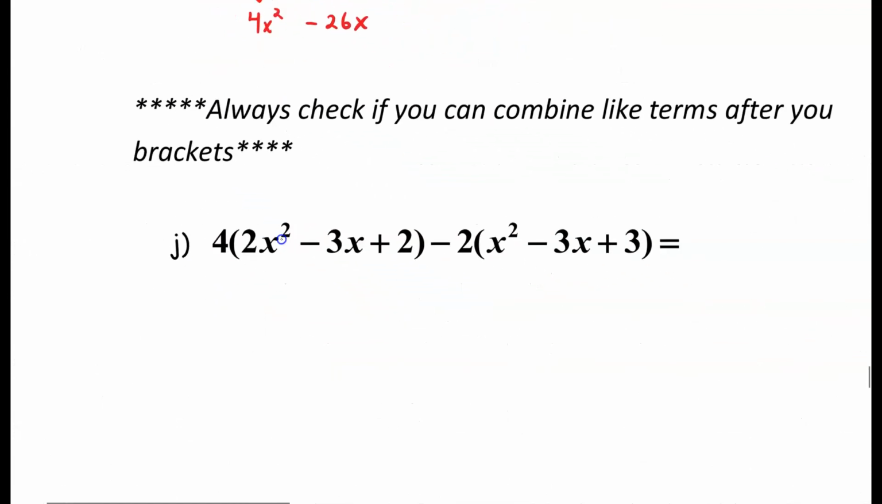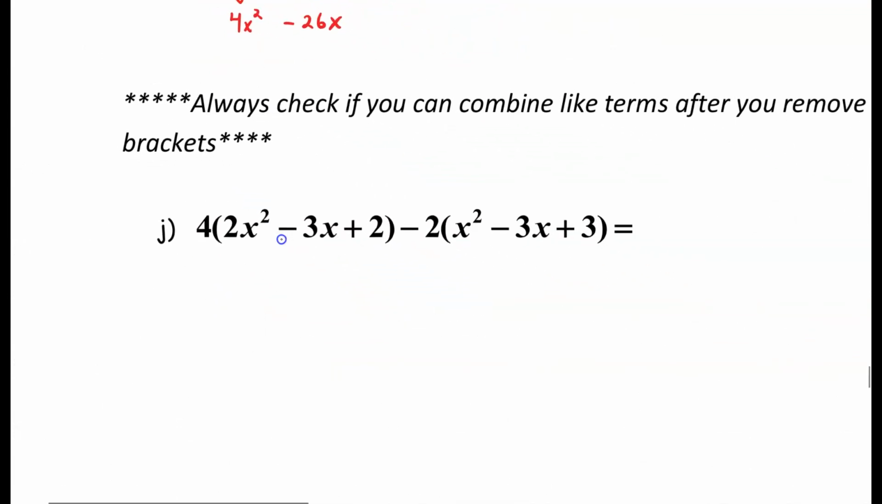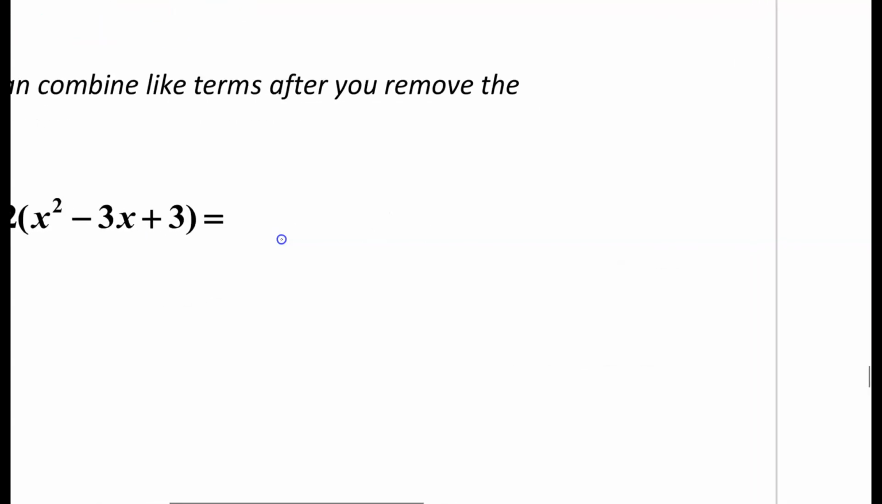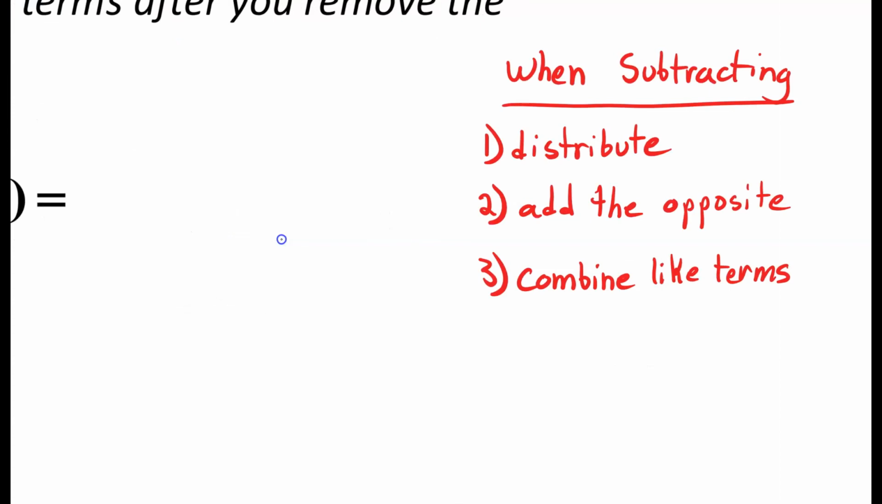Now we're going to take a look at subtraction. So always check if you can combine like terms after you remove the brackets, which is what we just did above. It's always important, when possible, to put it in its simplest form by combining the like terms. Now, when we're subtracting, we want to remember to distribute, then add the opposite, and last is combining like terms.